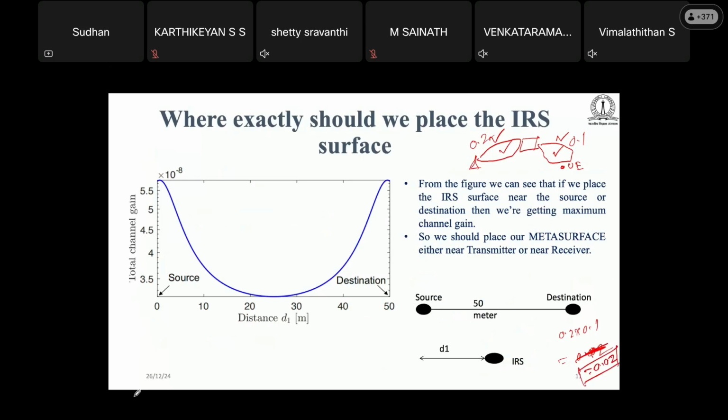And this does not always occur if we place the IRS element at a particular location. That is given here. You can see that we get the gain depending on placement. This is the source and this is the destination. Now we are varying where we should put the IRS element. If we put it at 25, the loss will be very, very high. If we put it at 10, the loss will be this one. If we put it at 5, the loss will be this one. And if we put it at 55, the loss will be this one.